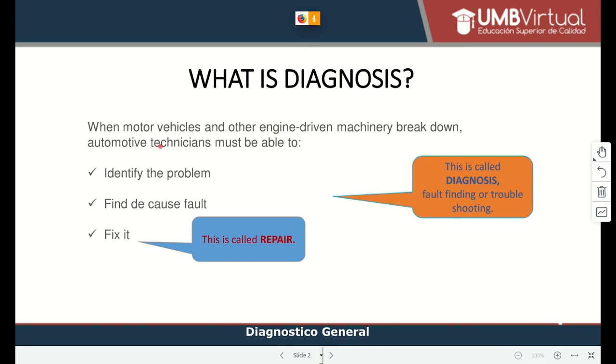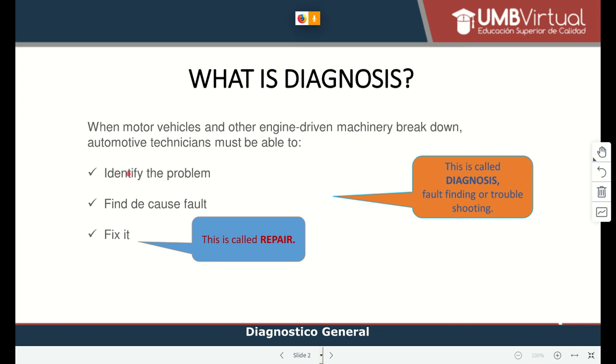So, what is diagnosis? There could be different definitions and concepts of diagnosis. But with motor vehicles, or other engine-driven machinery breakdown, that's what this first slide says. An automotive technician must be able to, first of all, identify the problem, find the cause of the fault, and fix it. This is very general, but actually many things are involved in each of these steps. And that's what it says here. This is called diagnosis, fault finding, or troubleshooting.